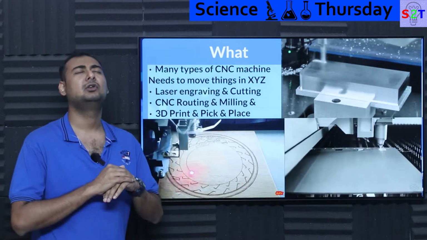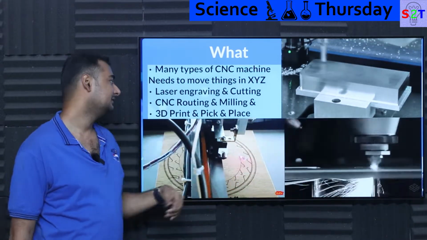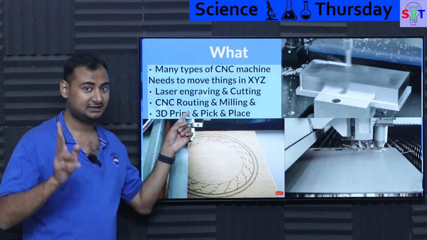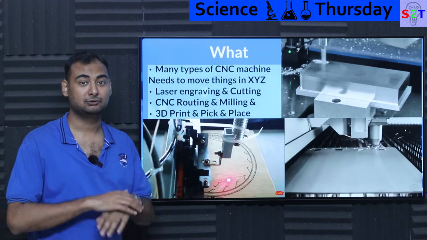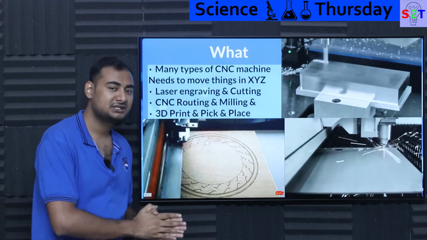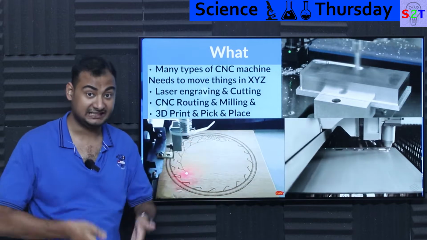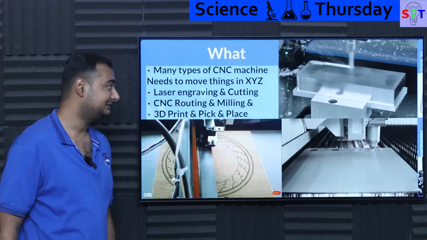And it's used in almost everything. For example, laser engraving, laser cutting, CNC routing and milling. Yes, they are different. And 3D printers, of course, and pick and place machines, which are the backbone of the entirety of mass production. So you have to understand CNC is important. The more you understand CNC, the more you understand the world that we live in. It's the backbone of us. So we have to understand it.